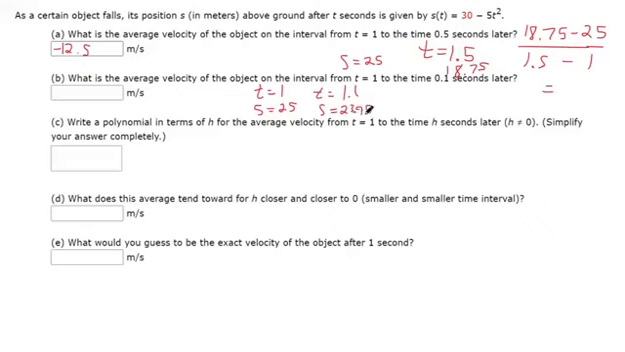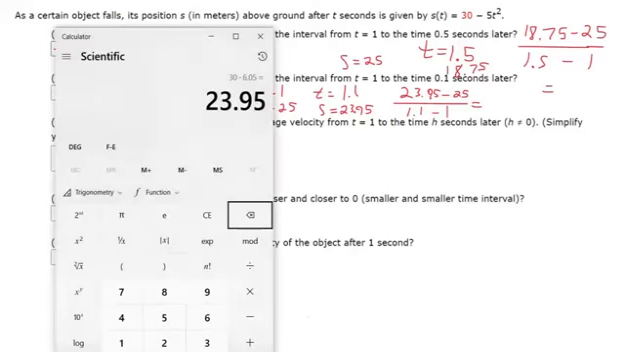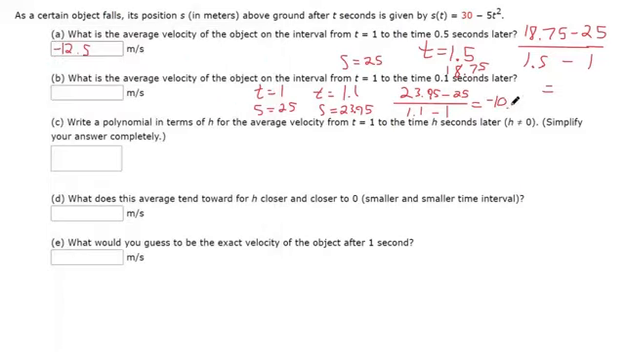So we're asked for the average velocity between those two points. That means we just need to subtract those two numbers. I did my second point first, so I have to make sure I do the second point first for my x coordinates as well. So 23.95 minus 25, divided by 0.1 in the denominator. That's negative 10.5 for our average velocity between those two points.